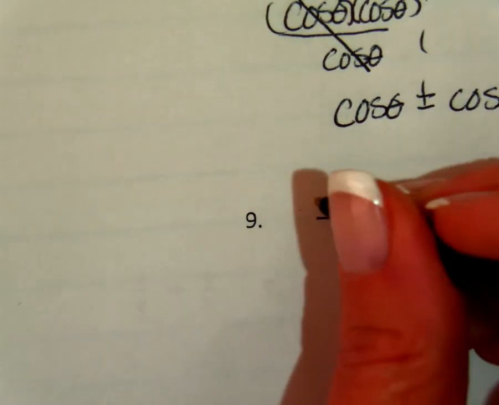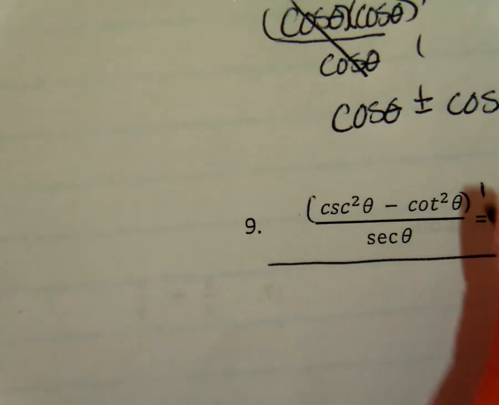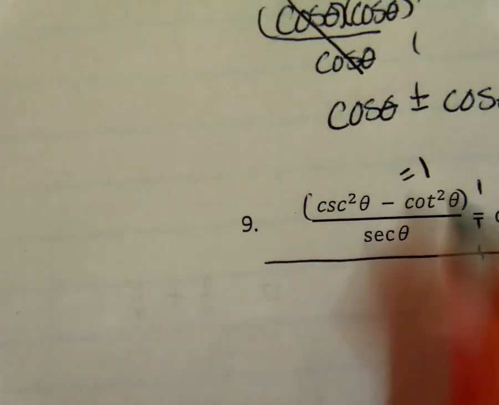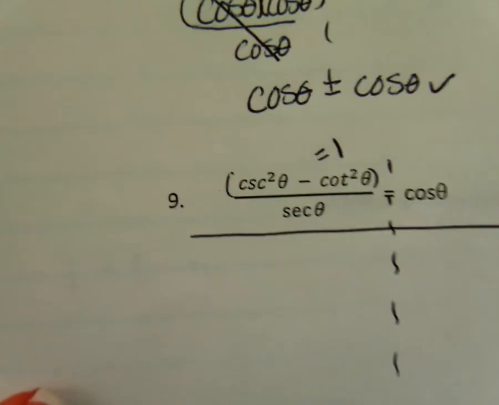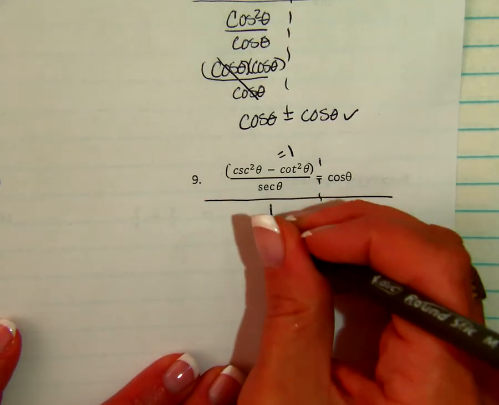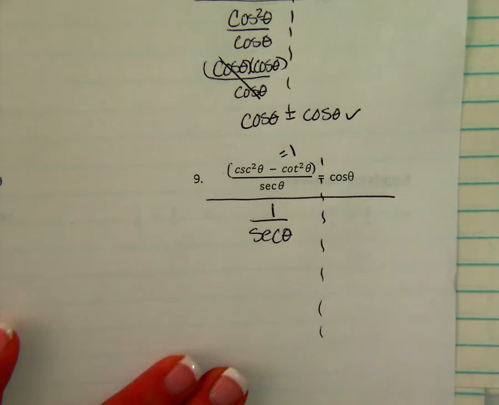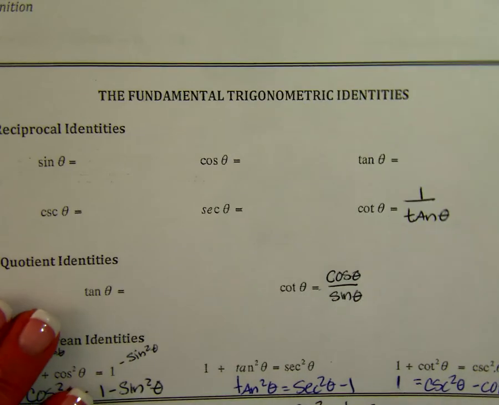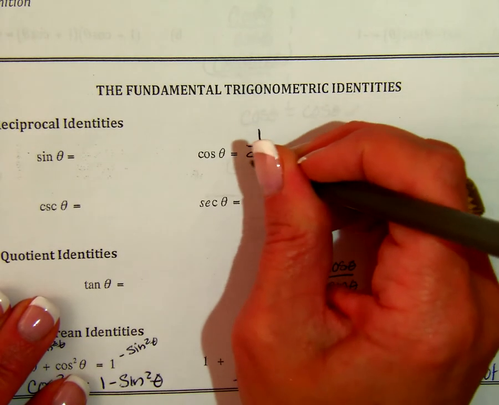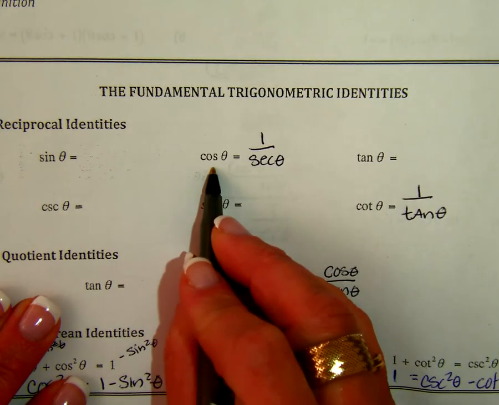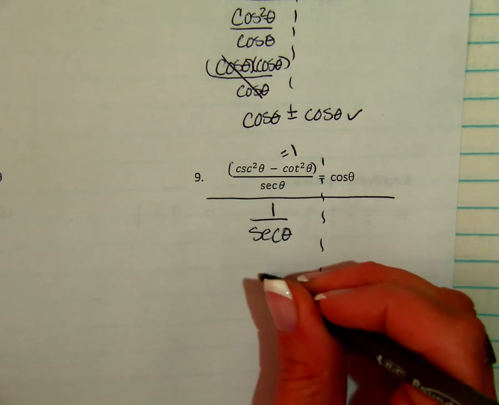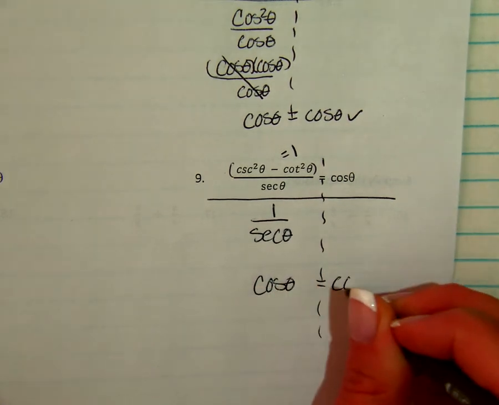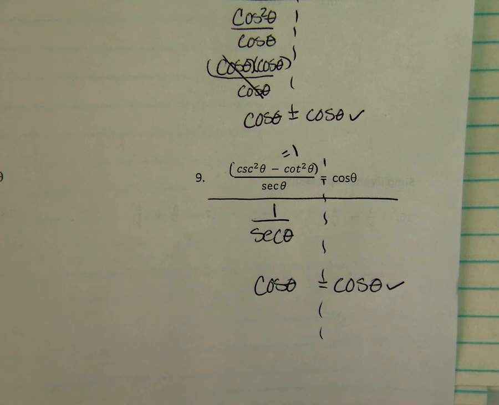So this numerator can just be replaced with 1. And I would have 1 over the secant of theta. When I have a fraction like that, I'm thinking about my reciprocal identities, and I know that 1 over the secant of theta is equal to the cosine. So that's a substitution that I can make. And just like that, we verified the identity.